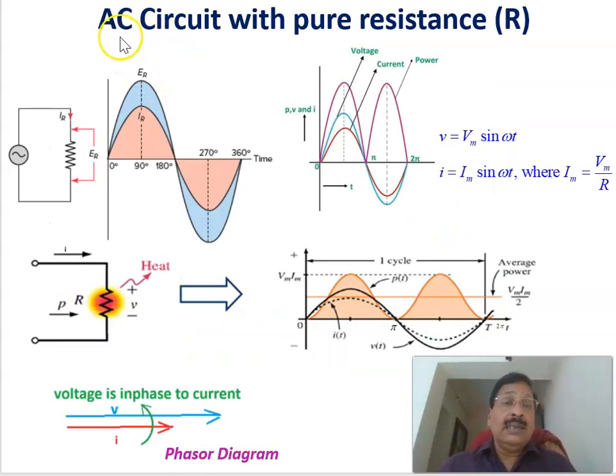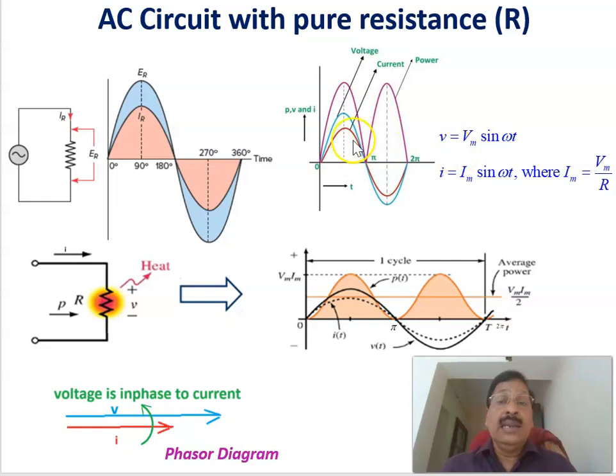Now let us see the alternating current circuit with pure resistance R. This is a circuit where the AC input voltage is connected to a resistor. And this is the equation for that one, and the corresponding waveforms, voltage and current, are shown here. This is a voltage waveform and this is a current waveform.